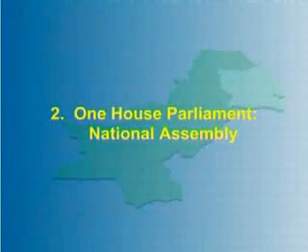The second important feature of the Constitution was that it created a one house parliament, which was named as the National Assembly. It had one chamber, one house. Traditionally, in federal systems of government, there are two houses. One for representation of the constituent units of a federation, and second for the representation of the people.